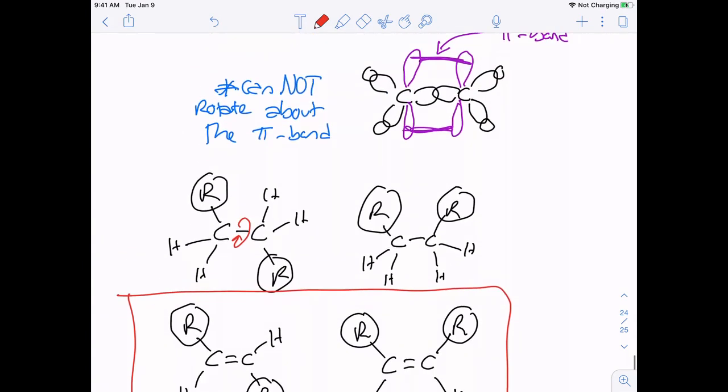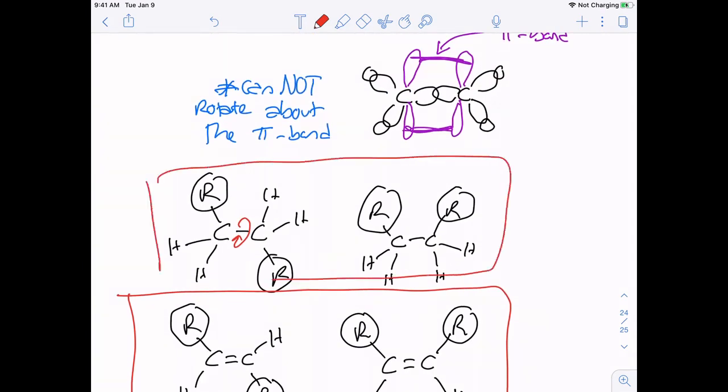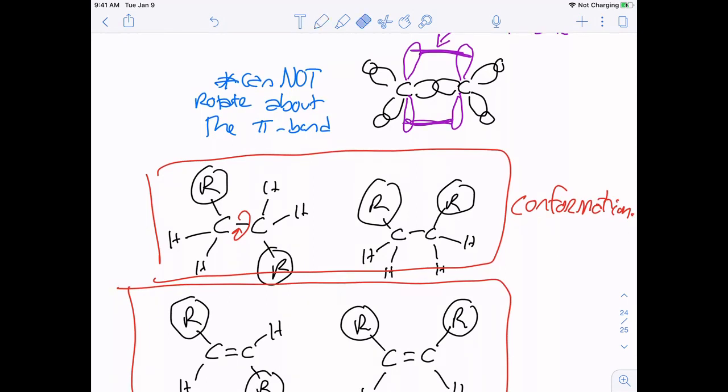These guys are conformations, sometimes called conformational isomers. I don't like that term because it's confusing with stereoisomers. They're not stereoisomers, they're conformational isomers, which is different. I just ran out of room, so I'm rewriting it.